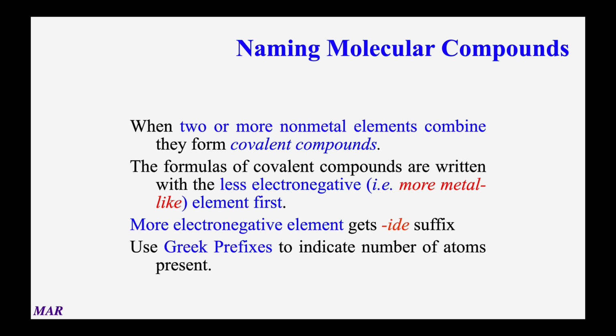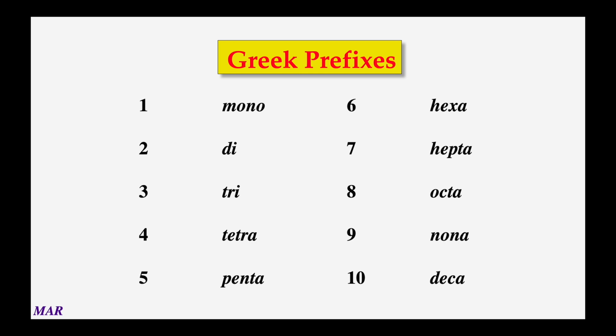The Greek prefixes are also used. So notice it was carbon dioxide, all right? Di is the Greek prefix for 2. And the way to indicate the number of atoms is with these Greek prefixes. And there's some rules. We'll talk about that in a little bit. This is the list of the Greek prefixes, 1 through 10. They do go on past that, but it's very rare to use it.